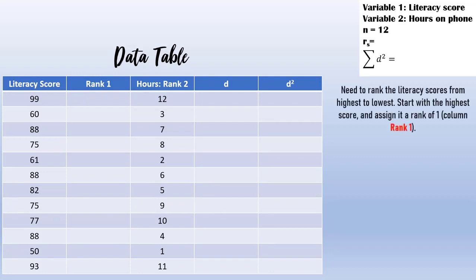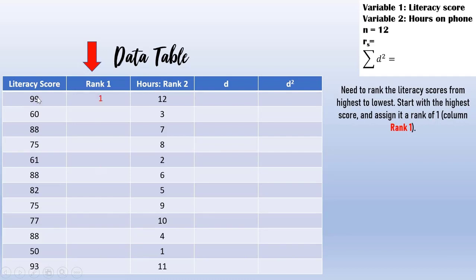What we're going to need to do is rank the literacy scores from highest to lowest. We're going to start with the highest score, and we are going to assign it a rank of 1, and that's going to go in this column right here. Our highest literacy score is right here. That is the score of 99.